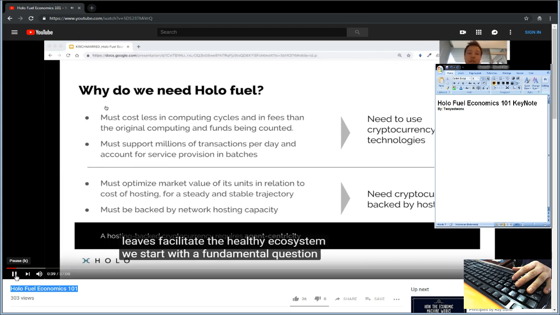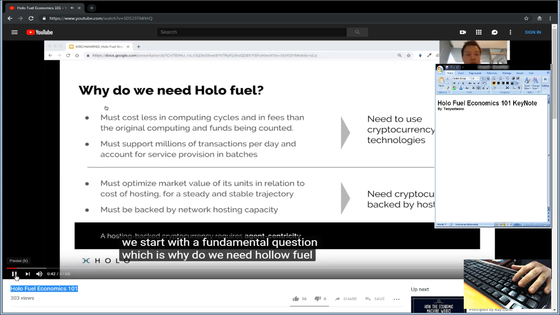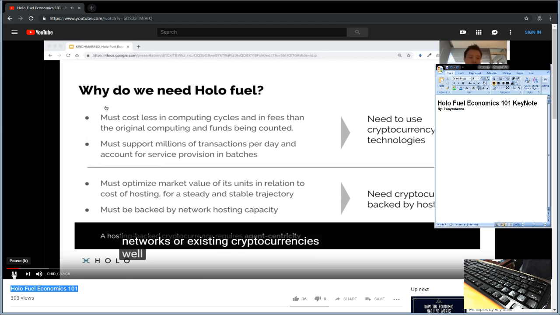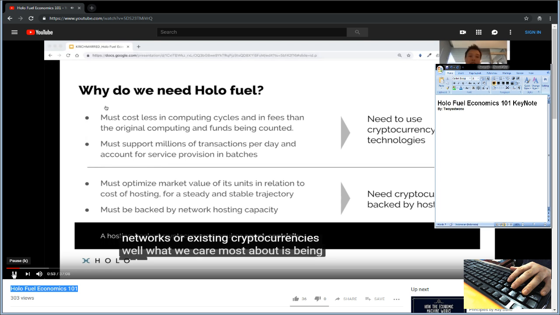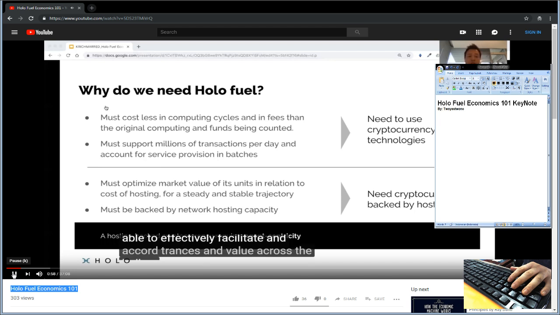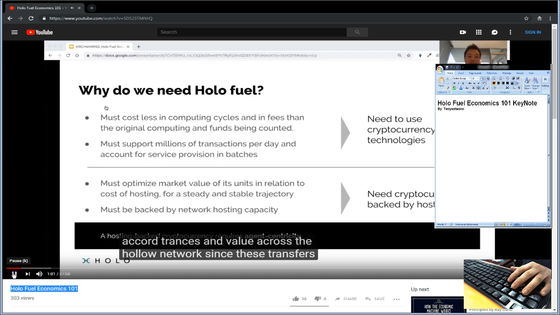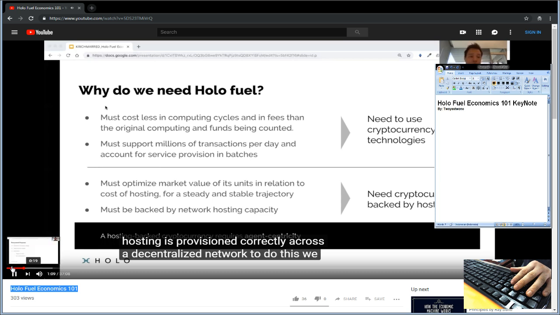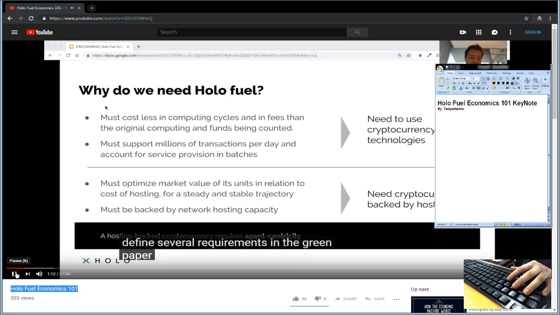We start with a fundamental question, which is, why do we need Holo Fuel? Why not use one of the many alternatives out there, whether existing payment networks or existing cryptocurrencies? Well, what we care most about is being able to effectively facilitate and record transfers of value across the Holo network. Since these transfers of value represent the process by which hosting is provisioned correctly across a decentralized network. To do this, we define several requirements in the green paper. From a technological perspective, we need to be able to handle extremely high levels.